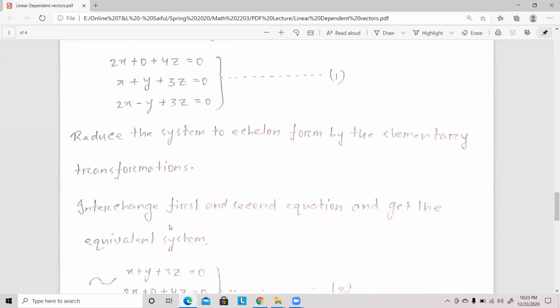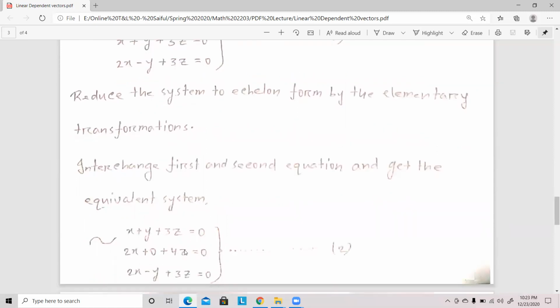So the first elementary transformation that has been taken is to interchange the first and second equations and get the equivalent system. So at first we have to interchange the first and second equations. If we interchange, the first equation will be x plus y plus 3z, and the second equation will be twice x plus 0 plus 4z equal to 0. The third equation will remain the same. So this is system 2.